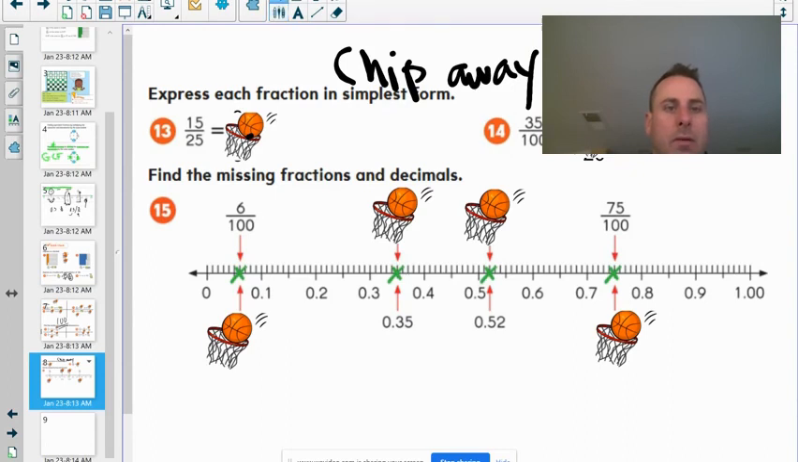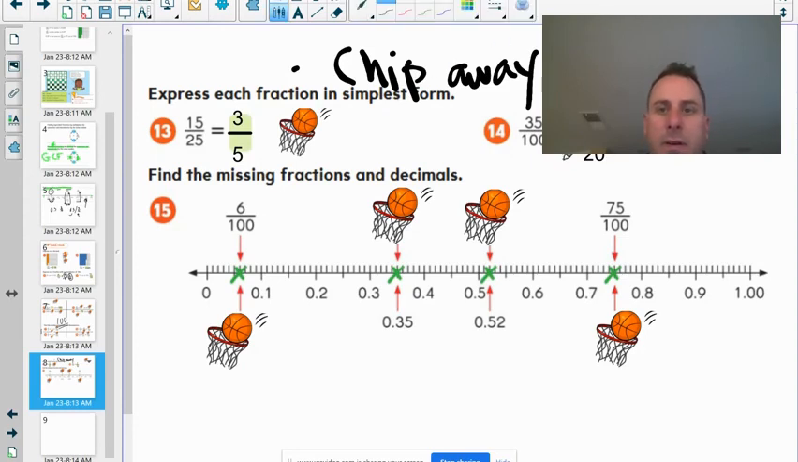Okay, so here we go. 15 over 25 is 3/5. So you divided both of those by 5, right? 35 out of 100 is 7/20. Again, you divided each of these by 5. 100 divided by 5 is 20. 35 divided by 5 is 7.